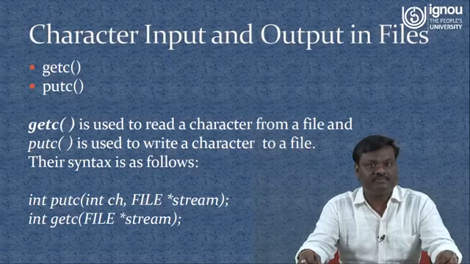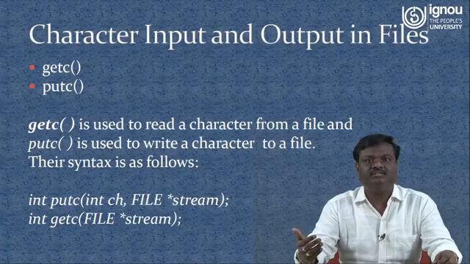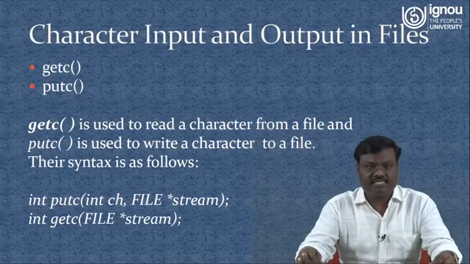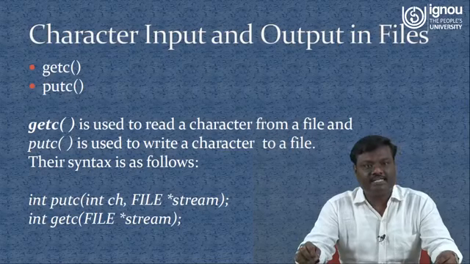Here you can see two functions: getc and putc, that is get character and put character. getc is used to read a character from the file, and in order to write a character into the file, we use putc. You can see the syntax: int putc, within brackets there are two arguments, int ch comma file pointer, and int getc also takes a file pointer, FILE star stream.